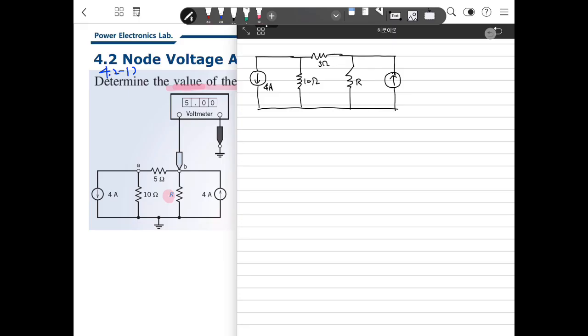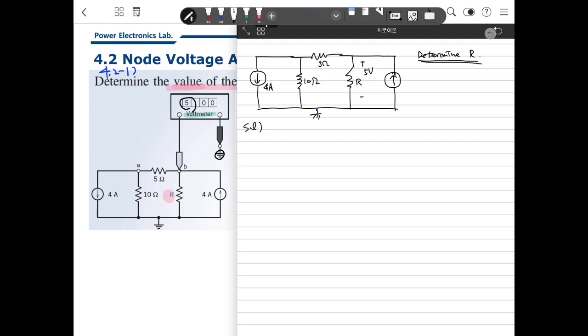Then based on the voltage meter, it lets us know the voltage here. Because this is a ground, from ground to B, that means this is 5 volt. Then we should determine R. That is the question. So what should we do?